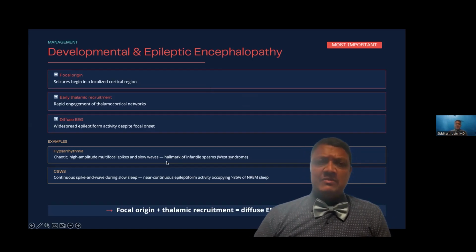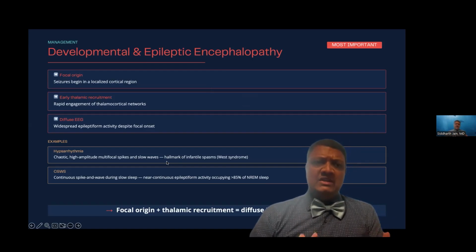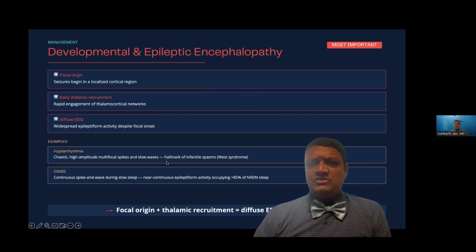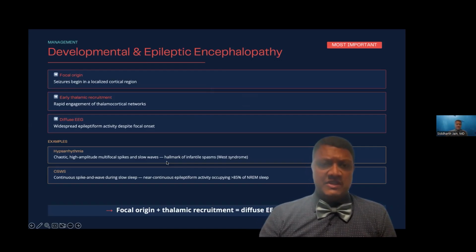So these are definitely more complex scenarios, and these are patients that frequently do not fall into that clear bucket of focal or generalized seizures. And these are one of our most challenging patients that we see.